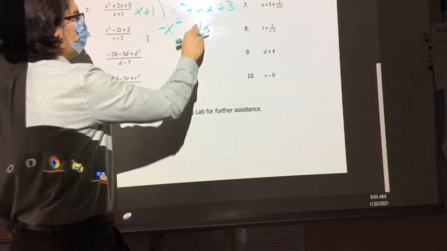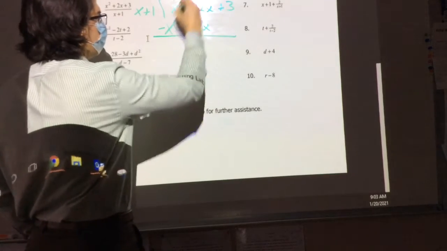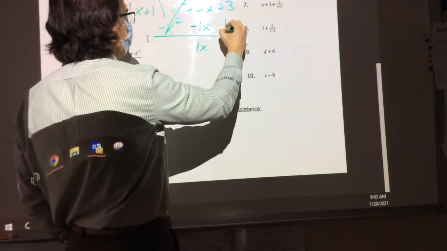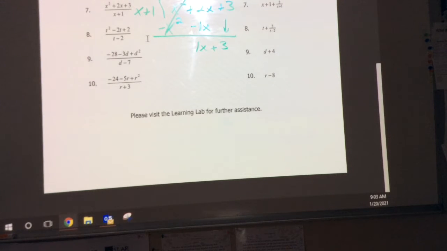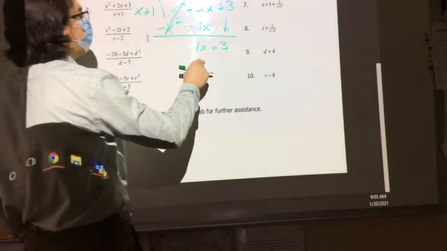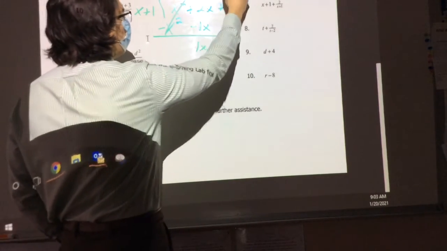Distribute the negative. These all become minus. This cancels. I'm left with 1x. Bring down my 3 plus 3. Okay? Charger, what do I do now? Divide 1x and the x. And what does that leave me with? 1. Now we got 1 here.